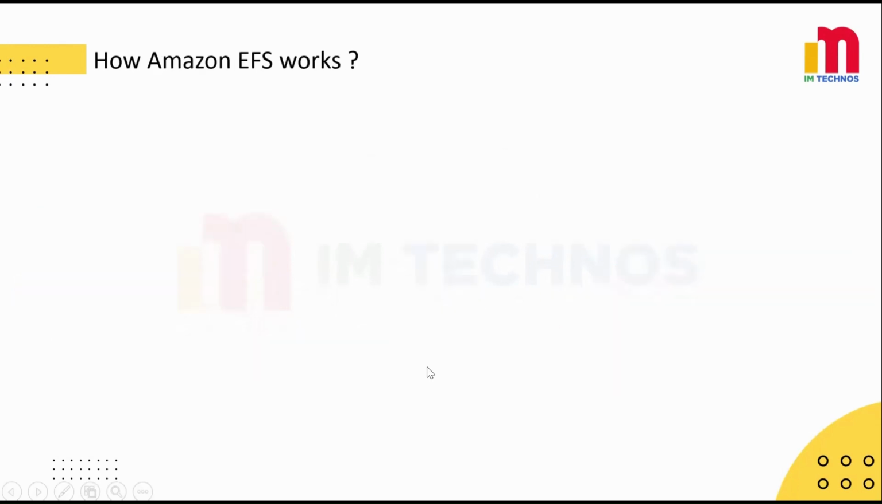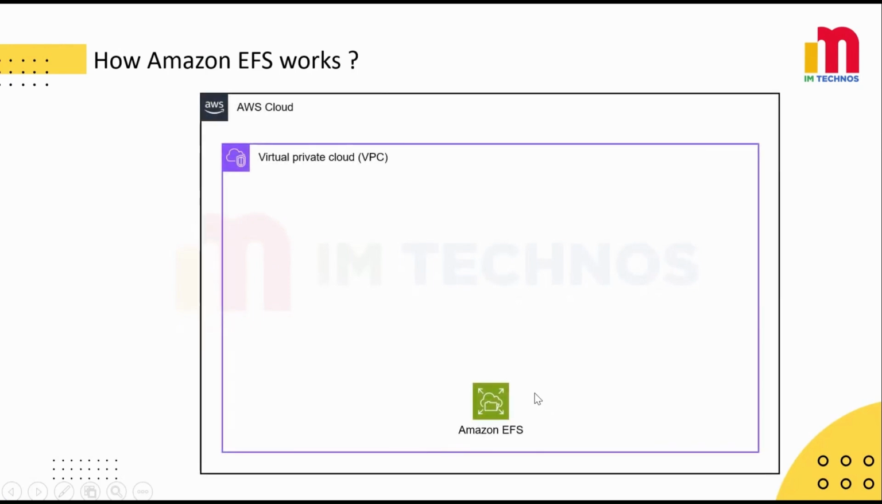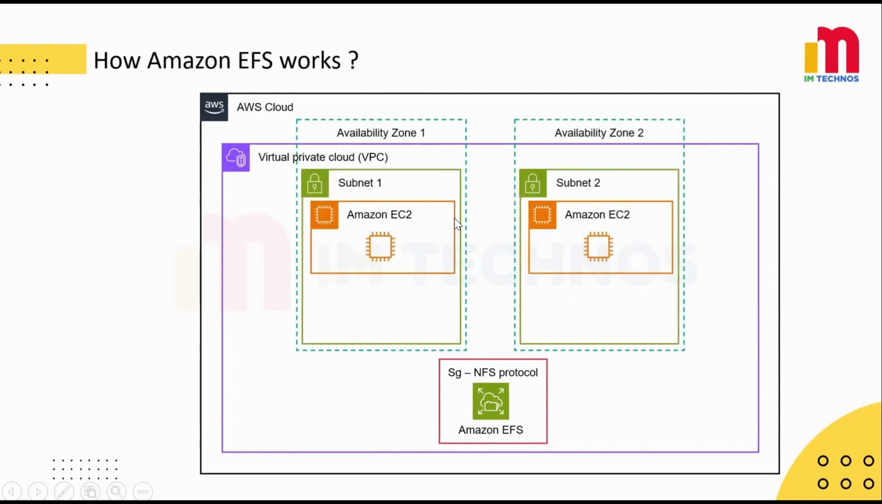Now let's understand how Amazon EFS works. At the bottom of the architecture, we have Amazon EFS, which is the central shared storage. It is fully managed, automatically scalable, and accessible from multiple instances concurrently. There is a security group with NFS protocol attached to EFS, allowing EC2 instances to mount the file system. And then we have two EC2 instances, one in each availability zone. These are your compute resources that will access shared files from the EFS through a mount target.